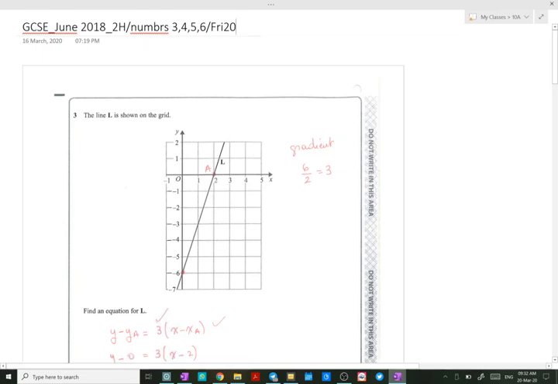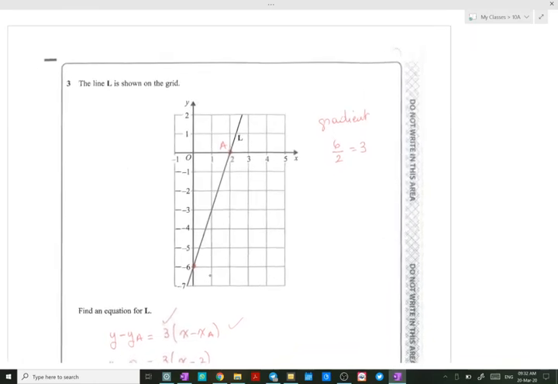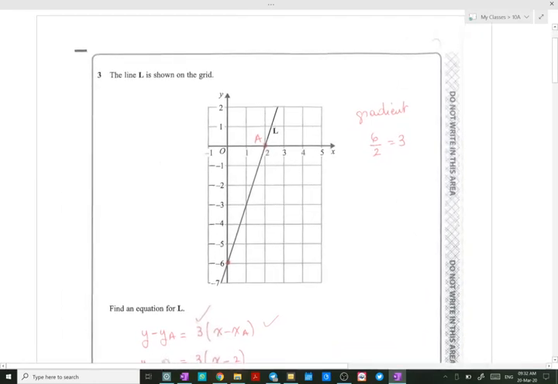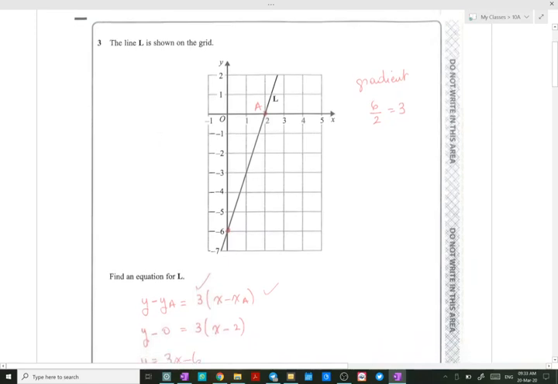GCSE 9 to 1, June 2018, paper 2H. We're starting with number 3. The line L is shown on the grid. So you have a line L as shown in the figure. They want you to find the equation of line L.